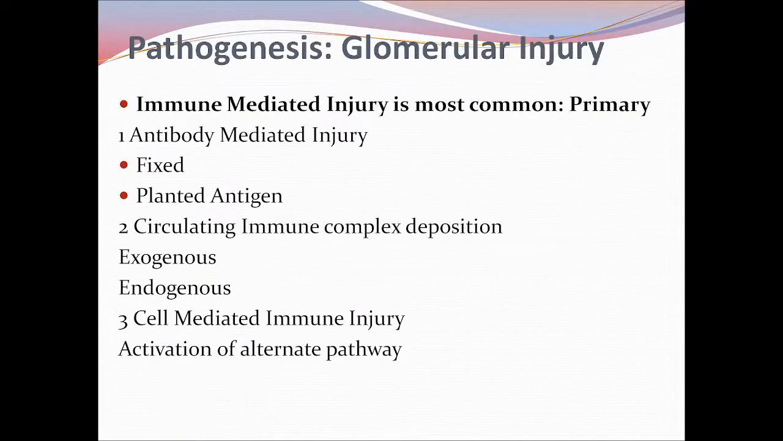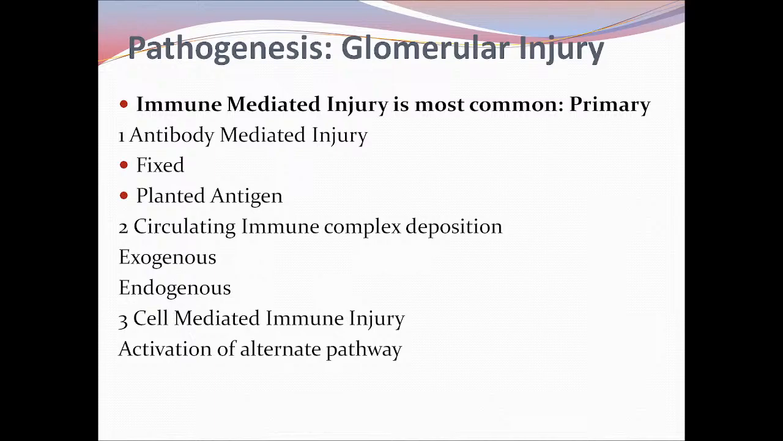So, coming to the pathogenesis, the glomerular injury in most cases is an immune mediated injury. It can be primary, and this is the most common cause of primary diseases. Secondary we have already seen. Now, in the category of immune mediated diseases, it may be an antibody mediated disease, it may be because of circulating immune complex deposition which can be endogenous or exogenous, or it can be a cell mediated type of immune reaction. So, these are the three basic kinds of events which may lead to glomerular injury: antibody mediated, circulating immune complex deposition, or a cell mediated injury.